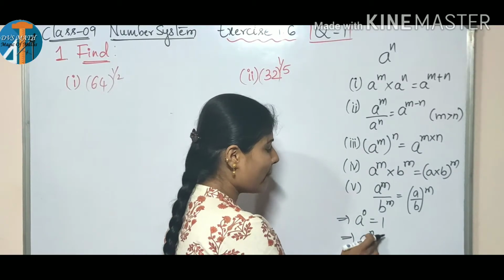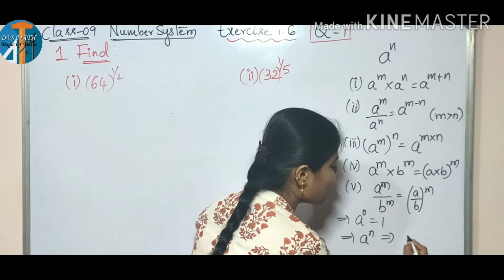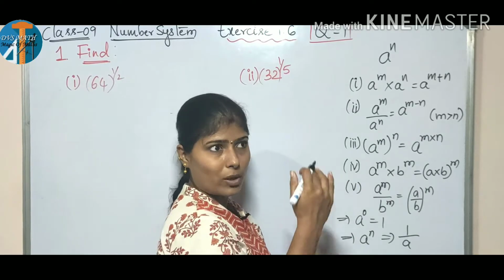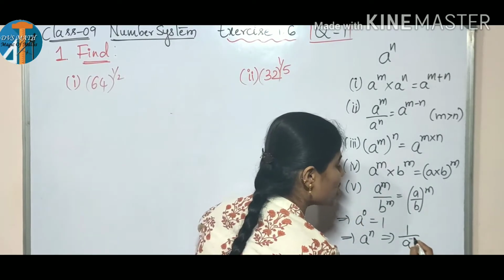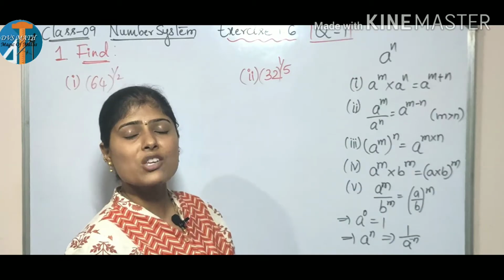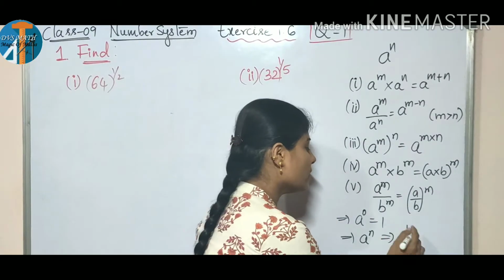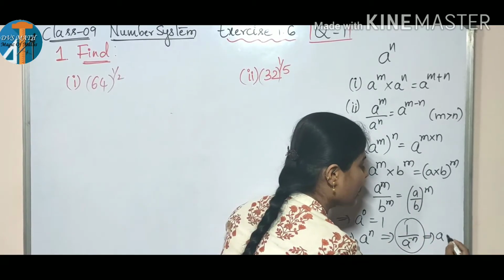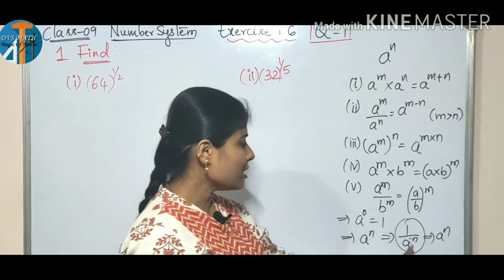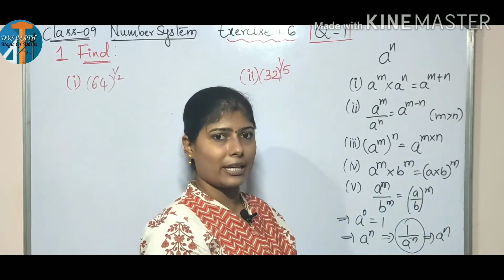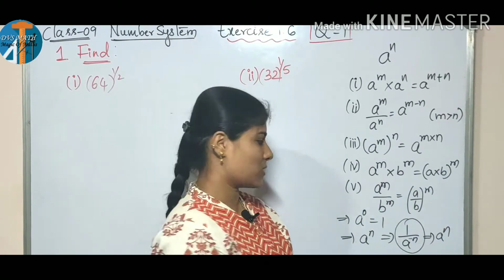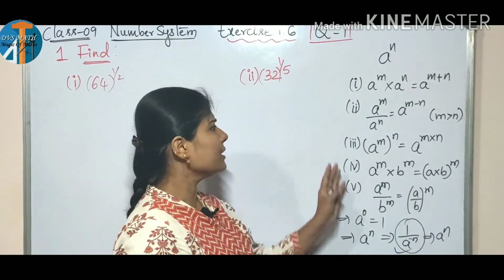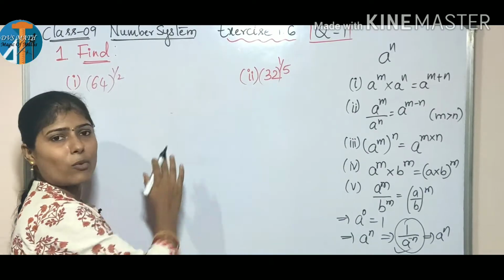If I consider a power n and its reciprocal, what will be the answer? 1 by a power n. When you are taking it to the denominator, changing to the reciprocal, the power changes to negative. Or if we convert it again to the numerator, it becomes a power n, positive. If it is positive and we convert it, it becomes negative; if it is negative, it becomes positive. Remember this also. Using all these laws and some identities, we are now solving the exercise 1.6 problems.